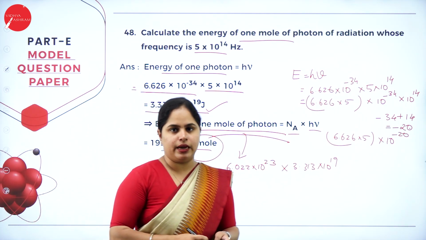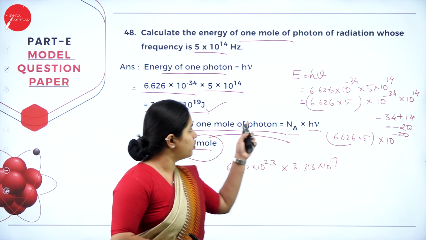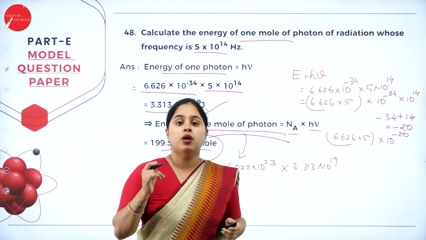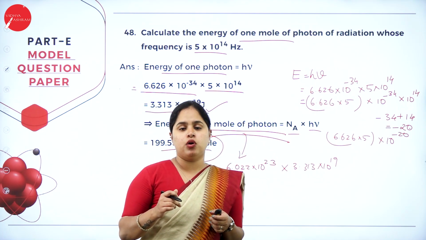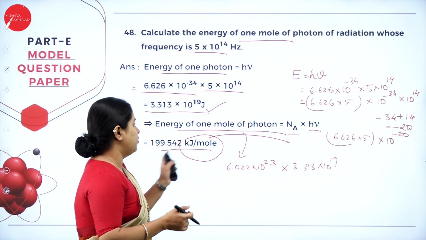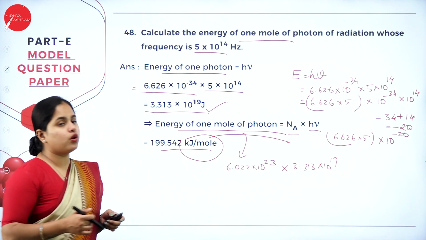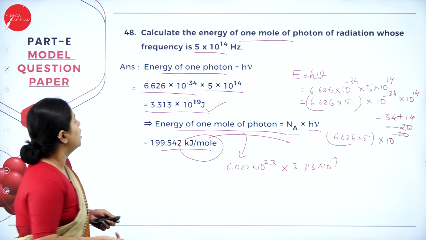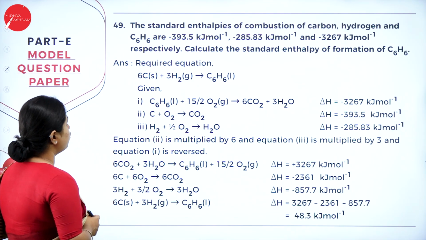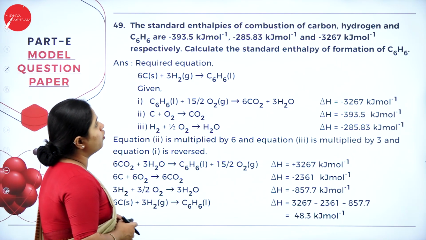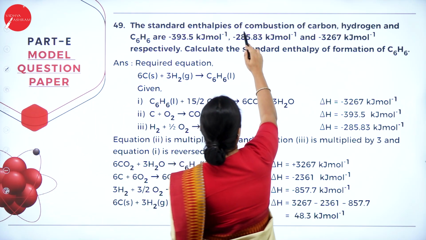So I hope it is clear. It is very important. This equation you will remember, E is equal to h nu, but it is important to multiply the value by the Avogadro number also, because it is asked for 1 mole of photon. I hope it is clear. Moving on to the next question. 49. The standard enthalpy of combustion. So what is combustion?